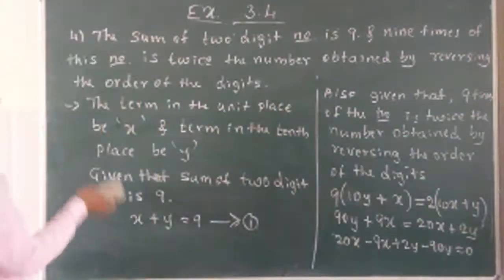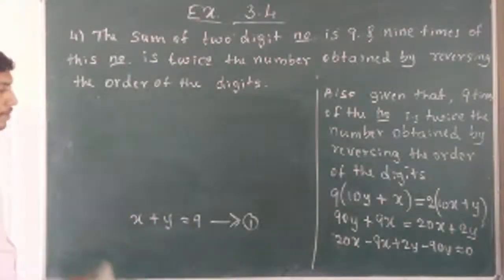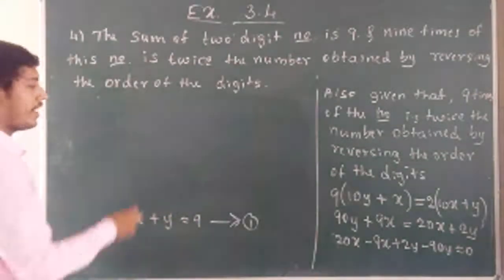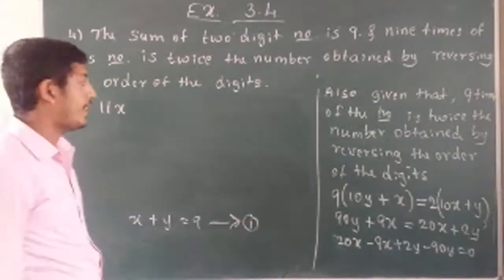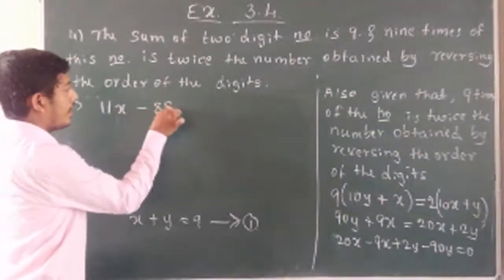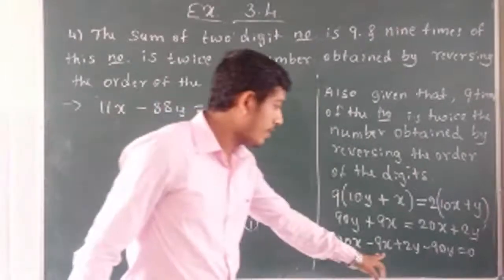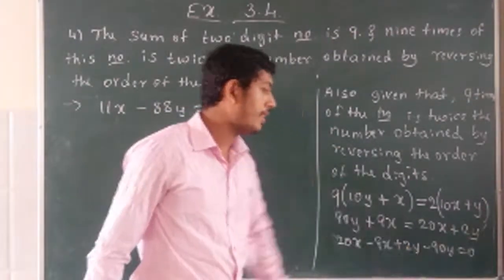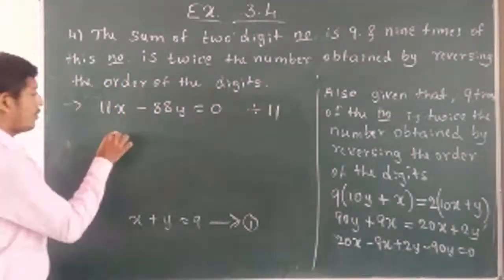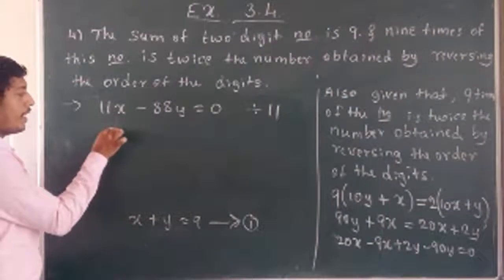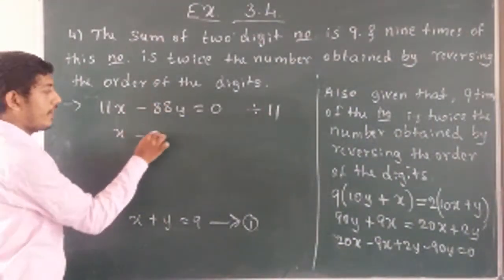So I will solve the next steps here. 20x minus 9x becomes 11x, then plus 2y minus 90y becomes minus 88y, that is equal to 0. That is 11x minus 88y equals 0. So I will divide this equation by 11. So 11x divided by 11 becomes x, minus 88y divided by 11 becomes 8y.